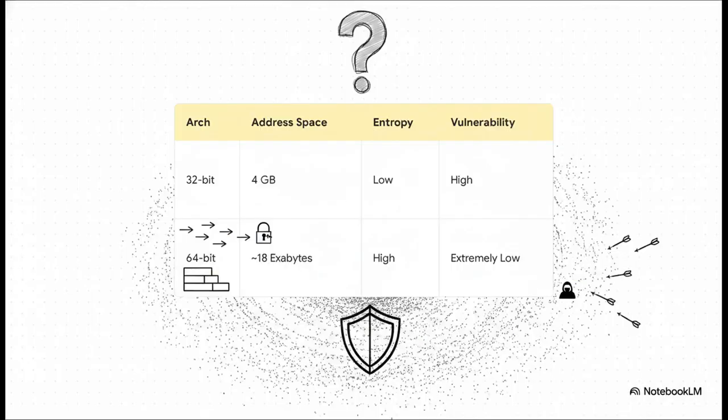But ASLR's shell game relies entirely on entropy, or randomness. On older 32-bit systems, the memory address space was actually so small that an attacker could literally brute force the ASLR. They'd just repeatedly guess until they hit the right address, sometimes in a matter of seconds. But when you look at the 64-bit architecture, it's a completely different story. The massive jump to roughly 18 exabytes of memory creates millions of potential values. It makes brute forcing these randomized addresses computationally infeasible. No way they're guessing that.